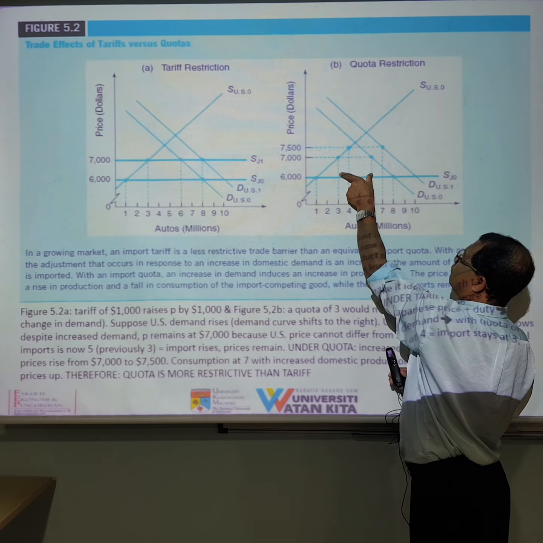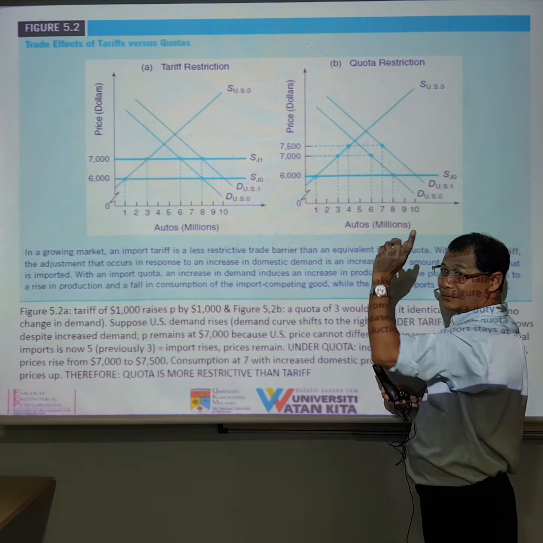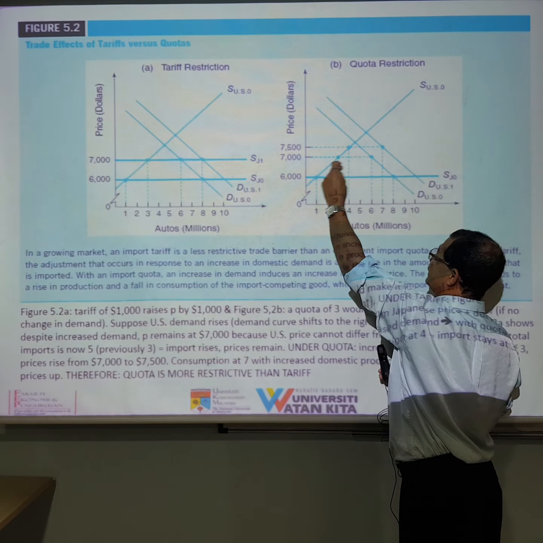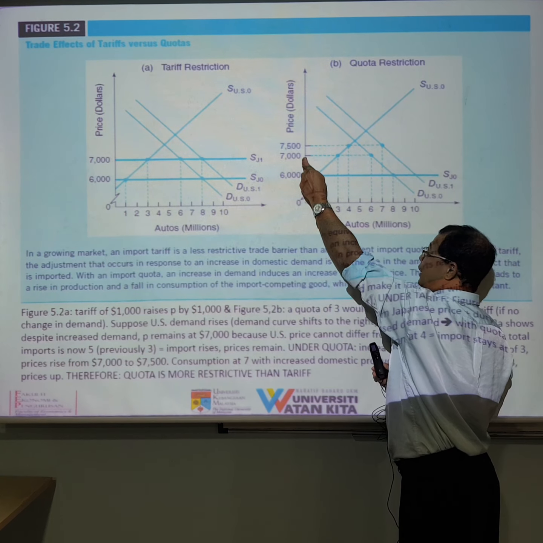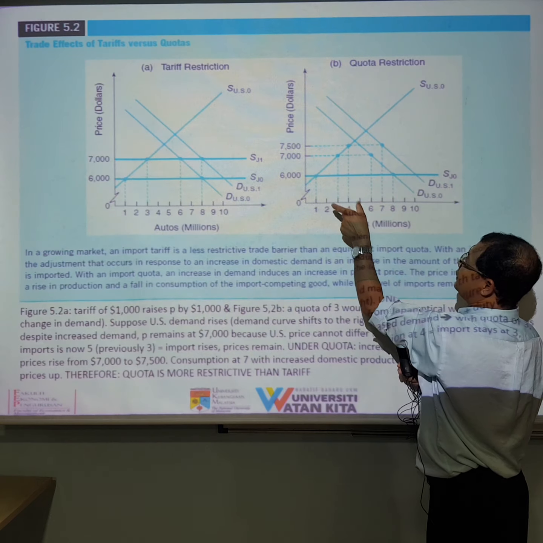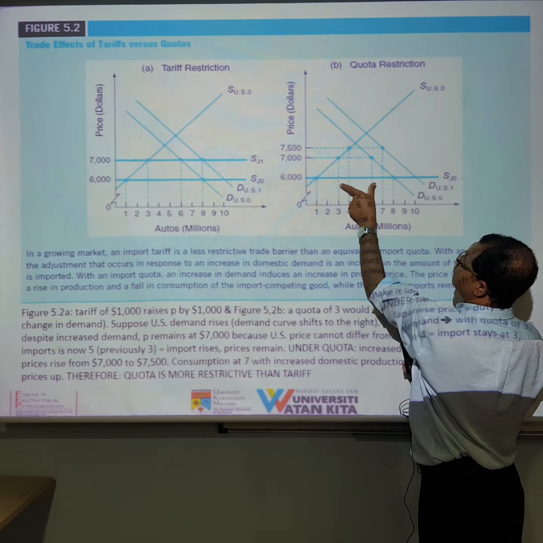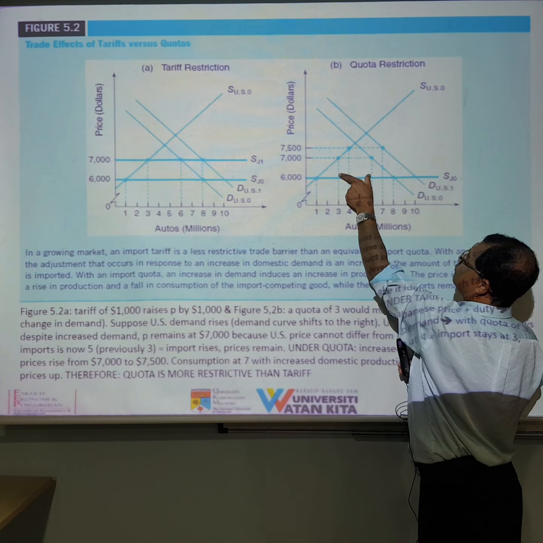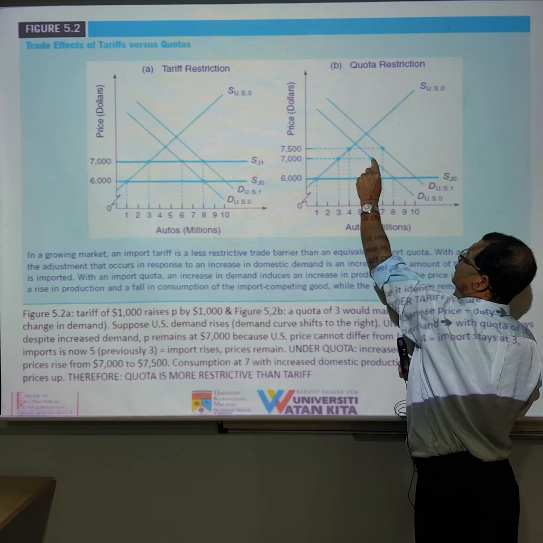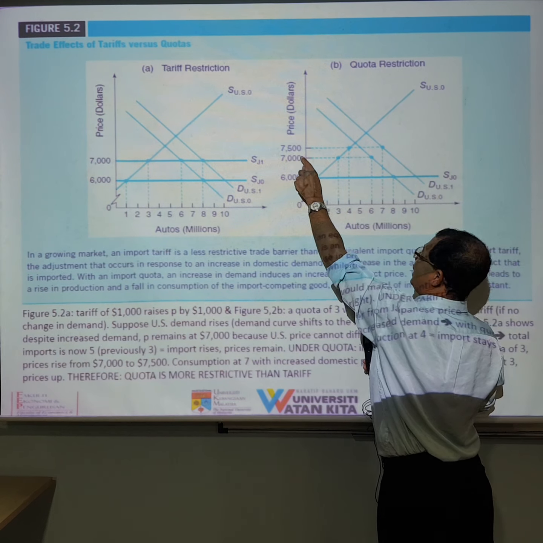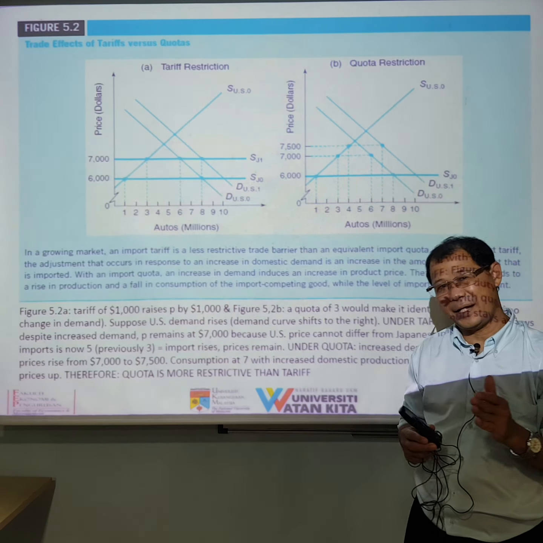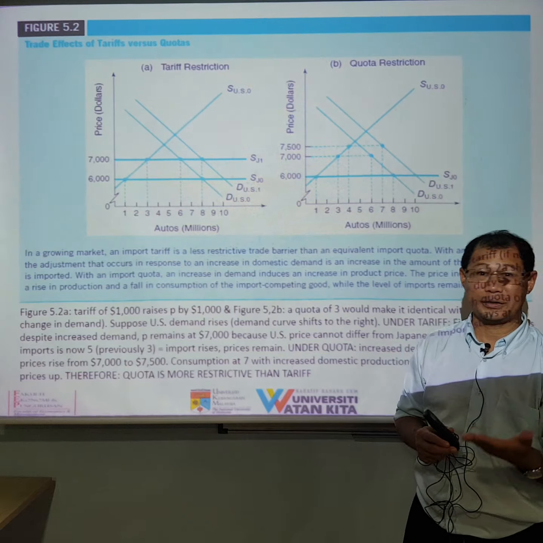I'm repeating, in the case of quota, we don't know where the line is. Is it here? Is it here? Because we are not given the price, but we are given the quantity that can be imported. So 3, bring up. Aha, it touches the demand side. So we can draw this line. Aha, 7,000. Same. That's the equivalence of tariff and quota, or the equivalence of quota and tariff.